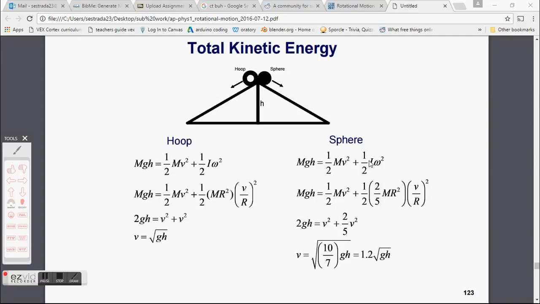And then each of these objects has its own equation for moment of inertia, the hoop being mr squared, and then the sphere being 2/5 mr squared. They plugged that in too, and then they just solved for V.